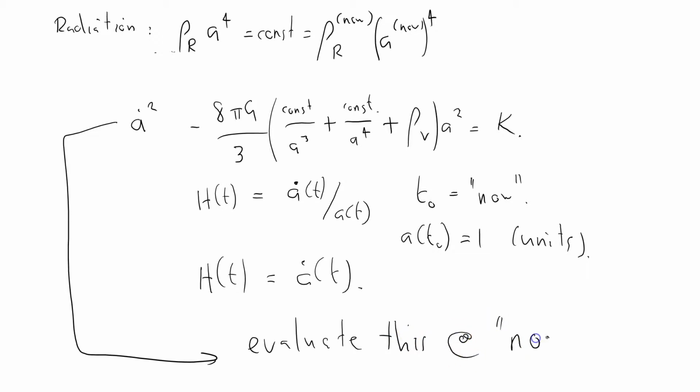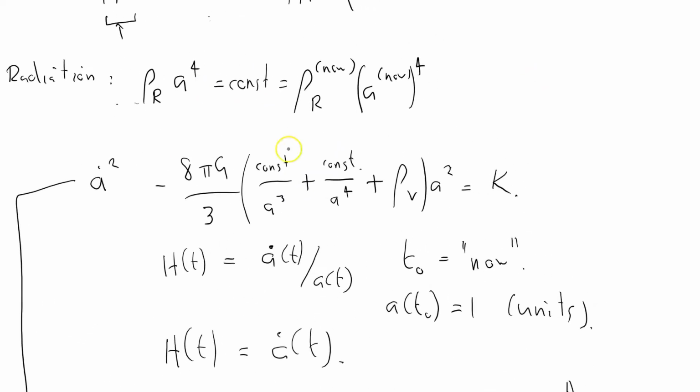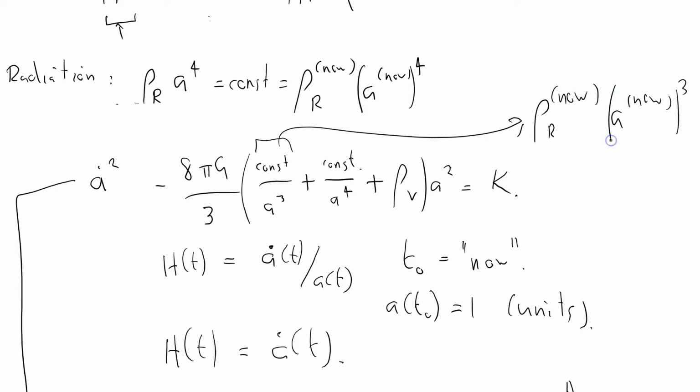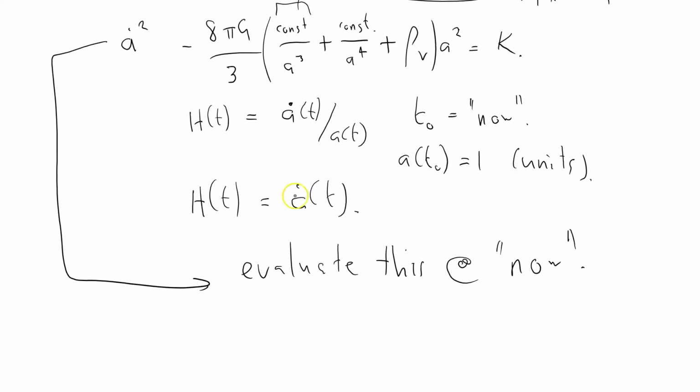Because a is equal to 1, I'm going to take this formula and evaluate it at now. You remember that constant there was just rho r now times a now cubed. Yeah, that's right, it's cubed, and this one was the fourth power as well. So I'm going to take this equation, divide by a dot squared, and observe that a equals 1. So these terms just disappear.